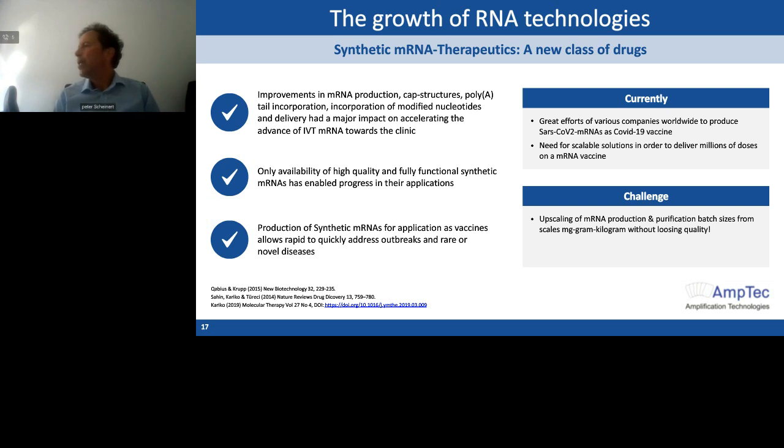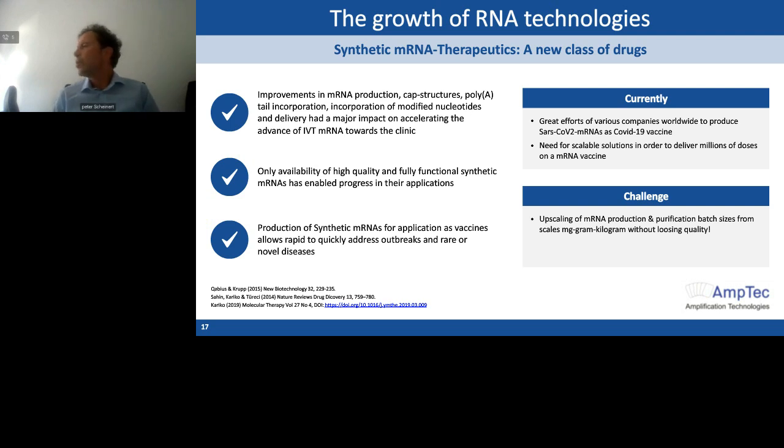That's also the reason why we all are aware of that. Currently, many companies are making great efforts to produce COVID-19 vaccine worldwide, and this also needs scalable solutions, millions of doses of the mRNA vaccine, and that's indeed also a big challenge right now.